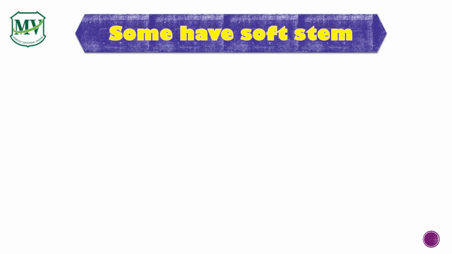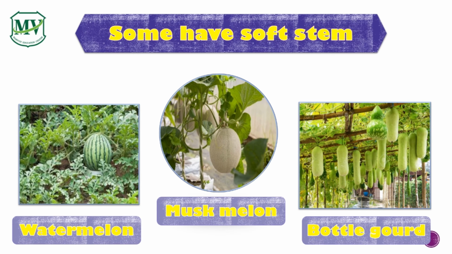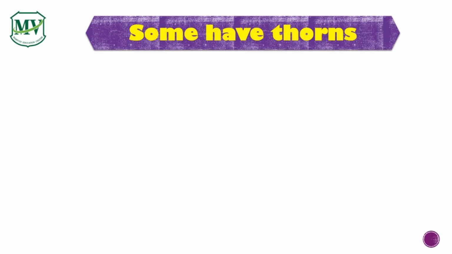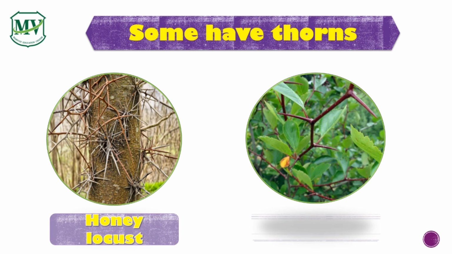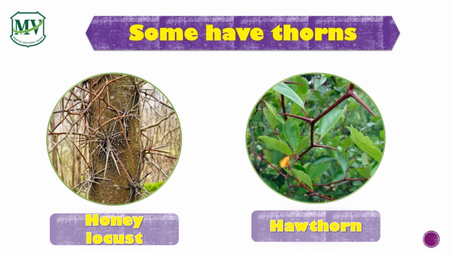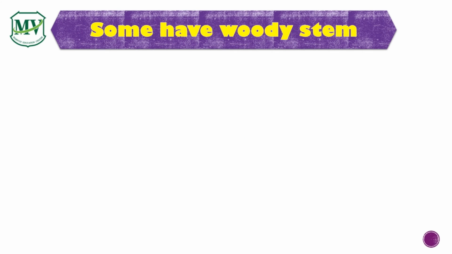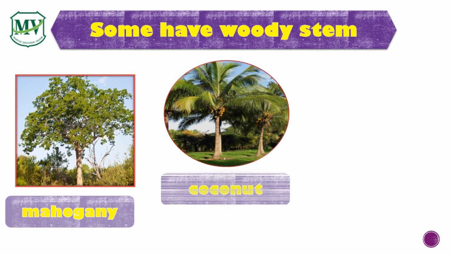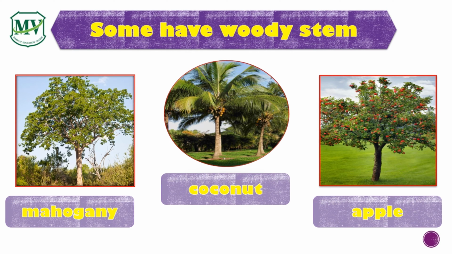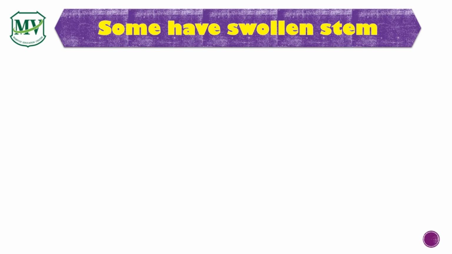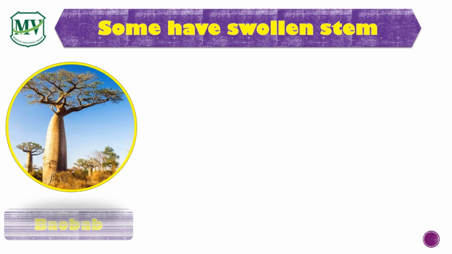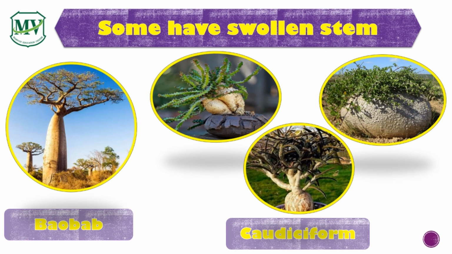Some of the plants have different kinds of stems. Some have soft stems, like watermelon, muskmelon, and bottle gourd. Some have thorns, like honey locust and the hawthorn. Some have woody stems, like mahogany, coconut, and apple. And some have swollen stems, like the baobab tree and the caudiciforms.